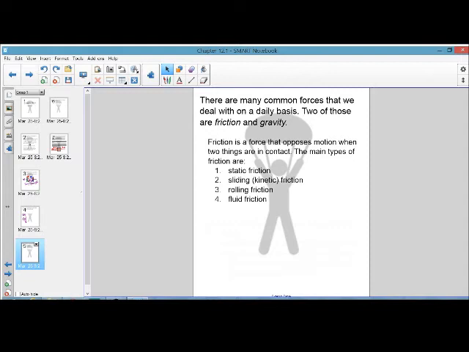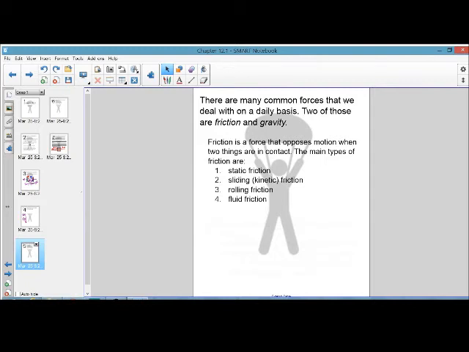And there are four main types. There's static friction, which keeps things from moving. There's sliding friction, which is the friction between two objects that are in motion relative to one another. There is rolling friction, which is the friction between a surface and a rolling object. And then there's fluid friction. And fluid friction is the friction between a moving object and the fluid it is moving through.